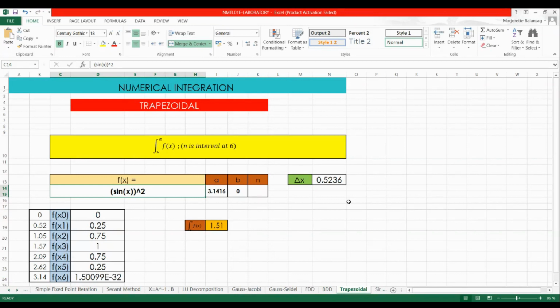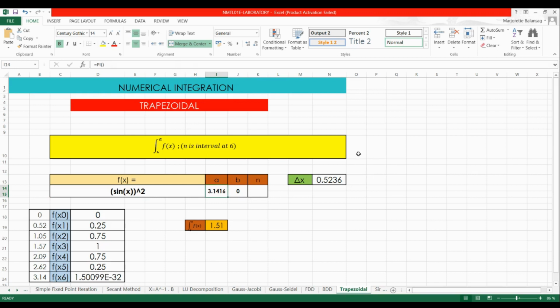The trapezoidal rule for estimating definite integrals uses trapezoids rather than rectangles to approximate the area under a curve. The limitation of this template is the angle of trigonometric function is in radian. I use this equation as an example, such as sin x squared, and then we will get its integral from 0 to pi.